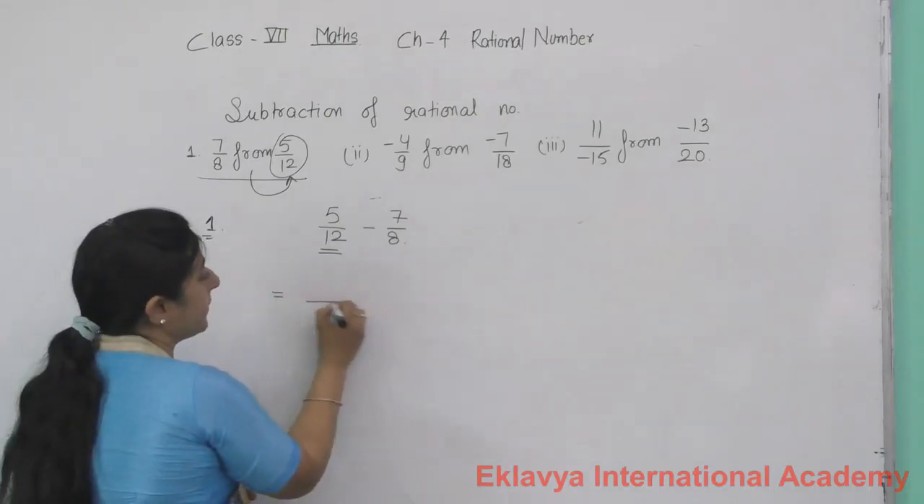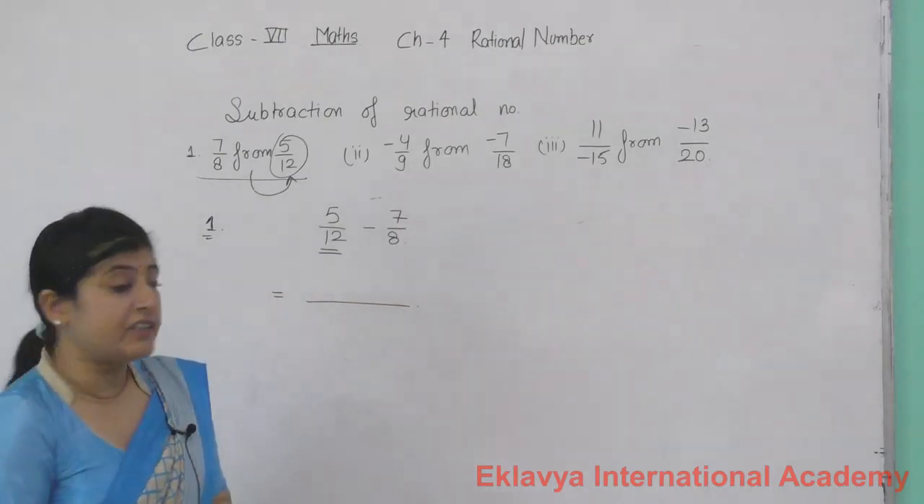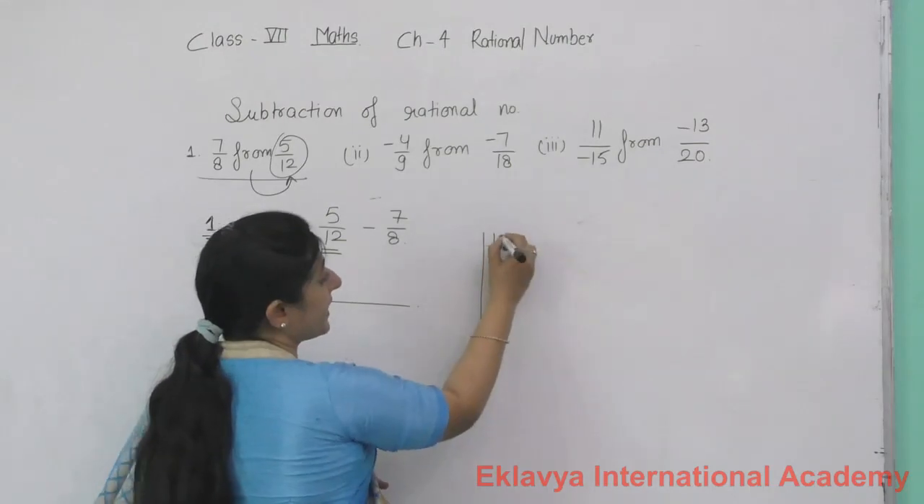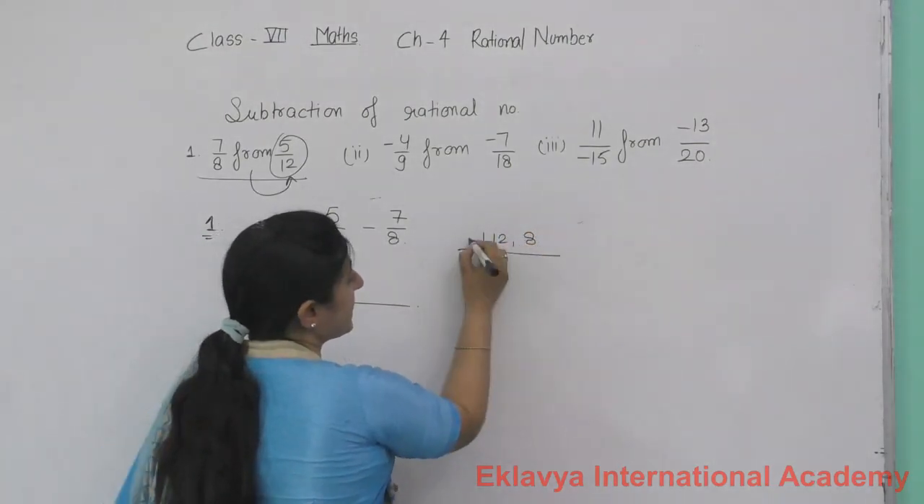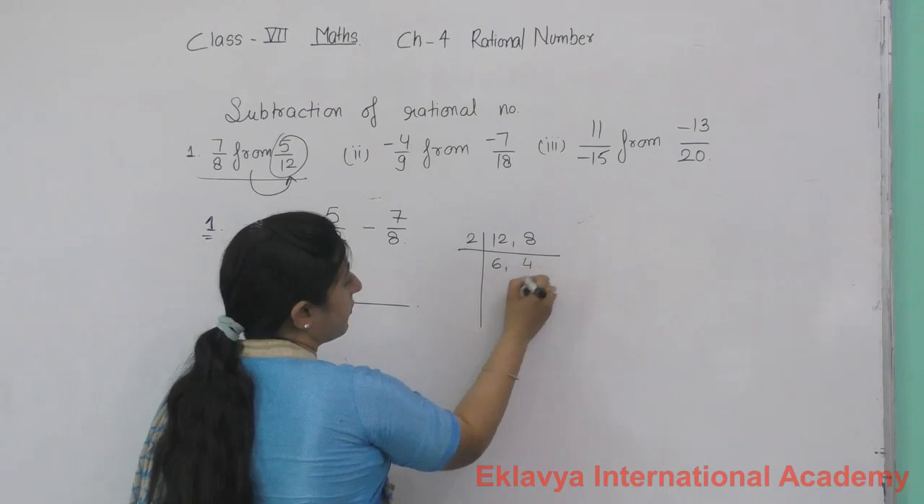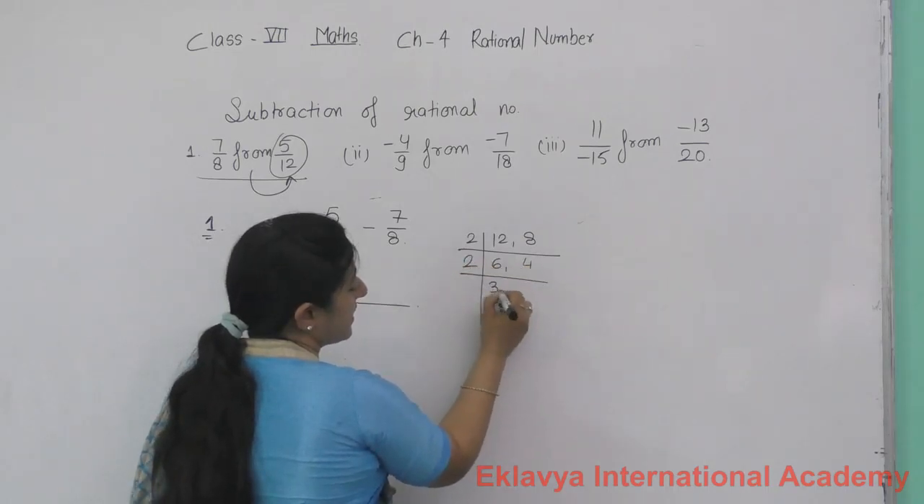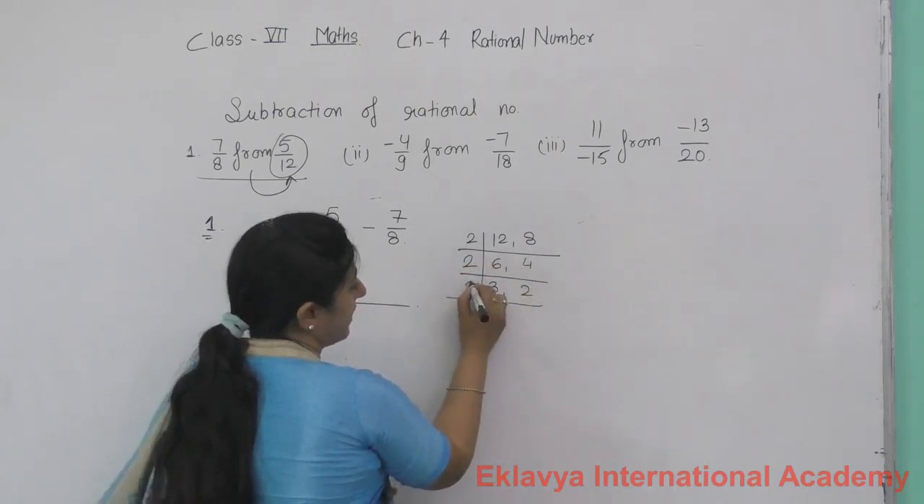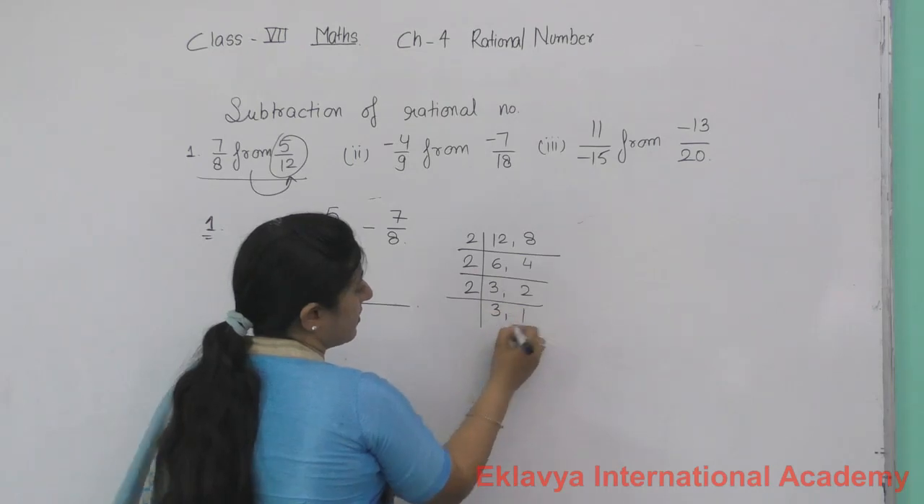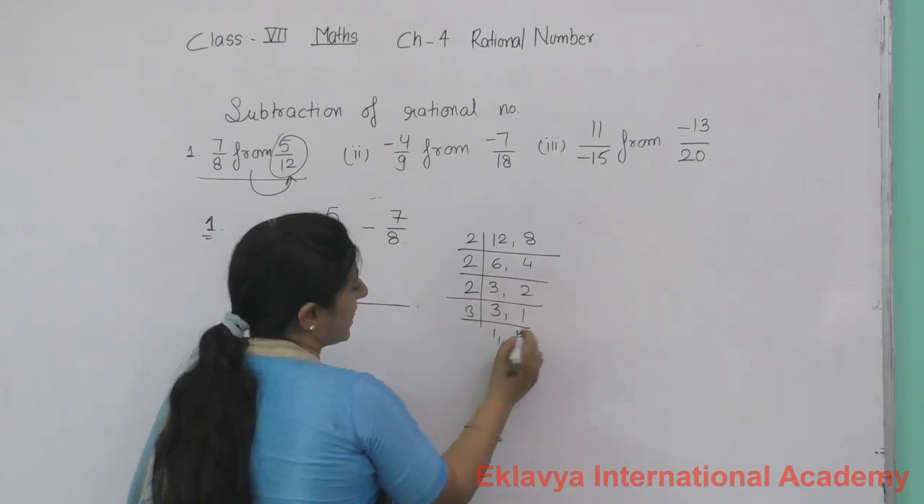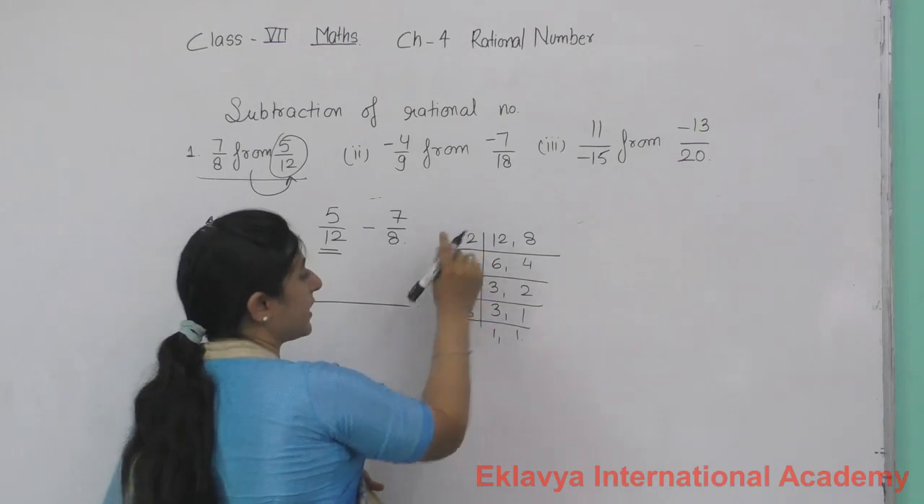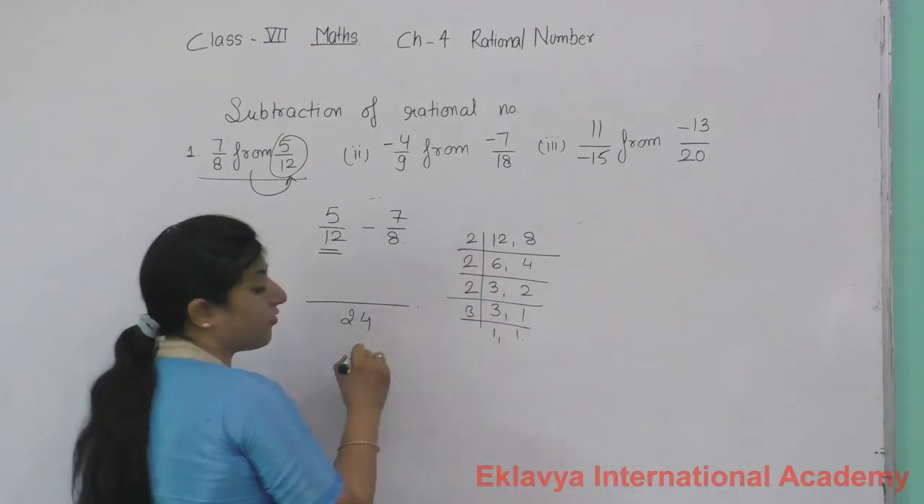Now solve it. 12, 8. Take the LCM, as both denominators are different. So we take the LCM. 2 sixes are 12, 2 fours are 8, 2 threes are 6, 2 twos are 4. Then what is the LCM? 3 twos are 6, 2 are 12, 2 are 24.